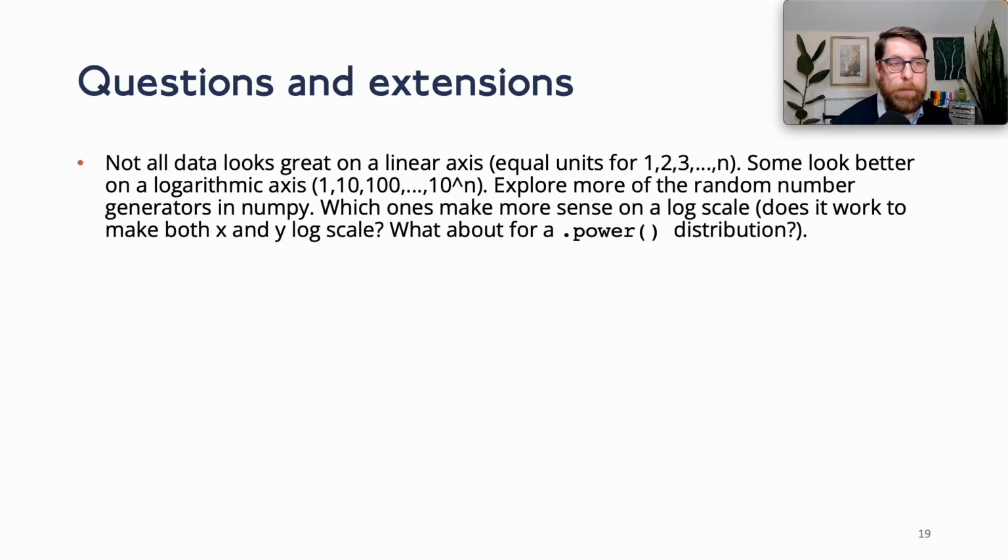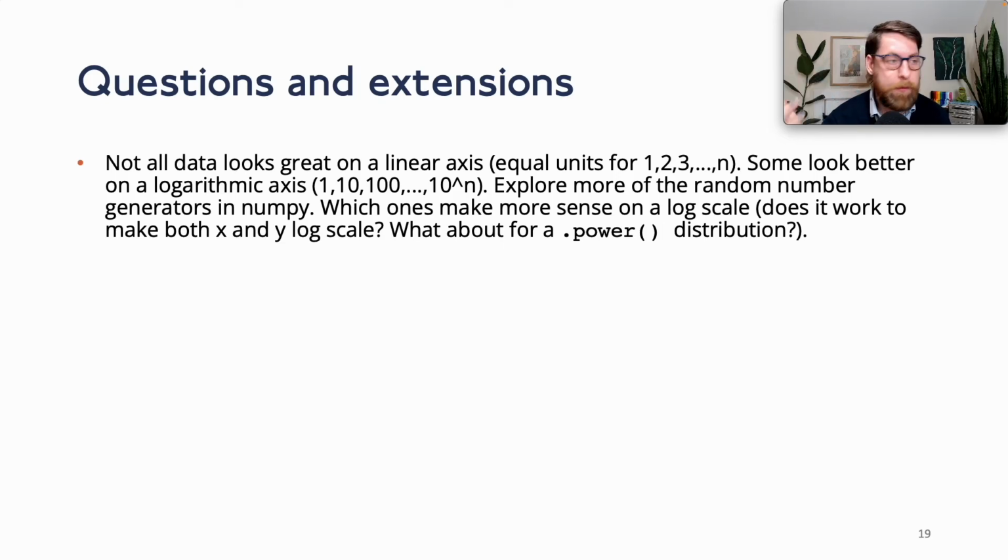So not all data looks great on a linear axis. We've shown everything here on a linear axis, so it's always like 1, 2, 3, 4, 5, or January, February, March. But some things look better on a logarithmic axis, where a linear increase in distance on the picture means a change in an order of magnitude. And so we're going from 1 to 10 to 100 to 1,000, and that's all within each one step. So now some distributions that are really skewed, they'll look better on a log scale.